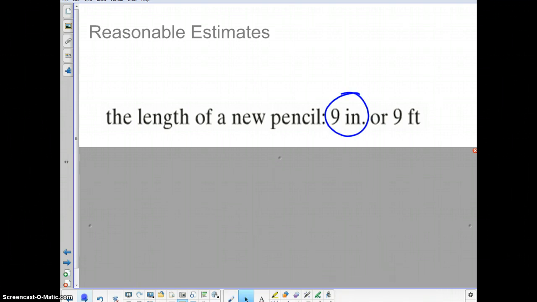Okay, we need to get this certain estimate down, because there's a lot of you that once you start number crunching, you might put 9 feet down for the estimate of the length of a pencil and not even know it. You have to understand the problem. So write that in your notes. The length of a new pencil, 9 inches or 9 feet, and then circle 9 inches.